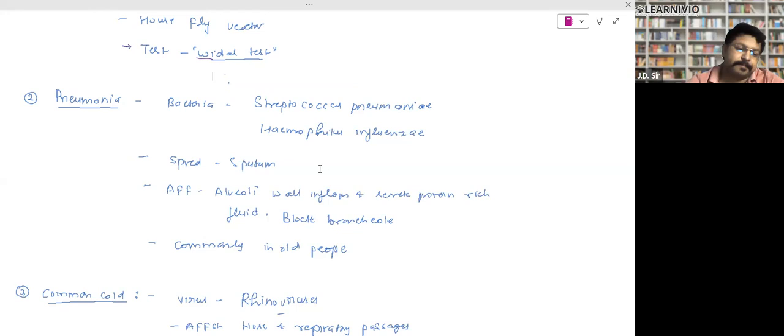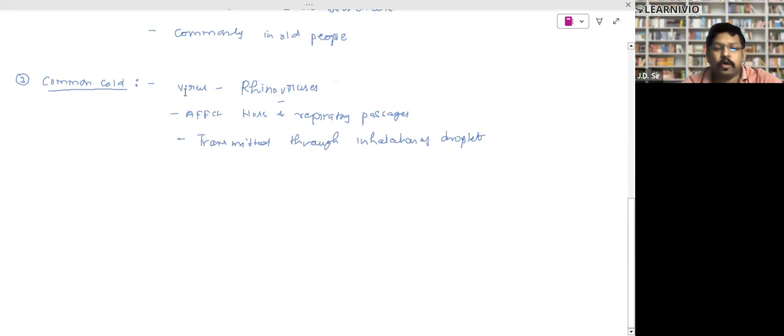Common cold. Common cold is a viral disease. And nowadays even doctors say that you have a viral disease or viral fever. It is caused by a virus named rhinovirus. It affects the nose and respiratory passages. Guys, it does not affect the lungs. Nose and respiratory passages mean up to the trachea, right? It is transmitted through inhalation of droplets. A person having cough, cold and sneezing, the droplets you inhale will go inside your body, right? So it spreads. Clear?